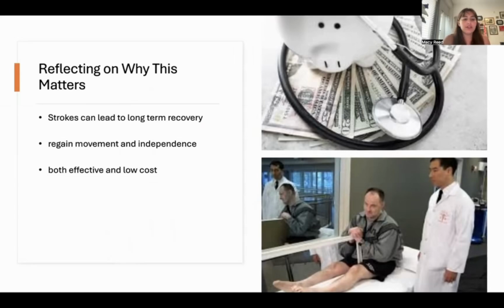Cost-effective treatment for stroke survivors is essential because recovery often requires long-term care, including physical therapy, assistive devices, and ongoing medical support. Stroke is one of the leading causes of disability, and without affordable options, many patients may not receive the consistent therapy needed to regain movement and independence. High costs can also place a significant financial burden on families and healthcare systems, limiting access to care and widening health disparities. By focusing on treatments that are both effective and low cost, such as mirror therapy, providers can help more patients participate in rehabilitation, improve outcomes, and reduce the overall economic strain while still delivering meaningful recovery benefits.